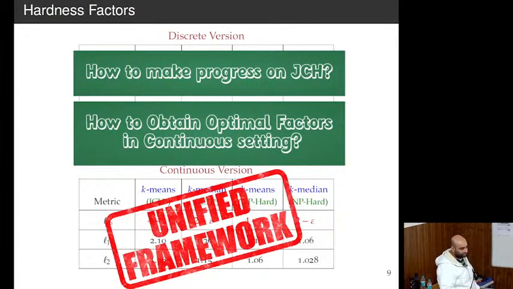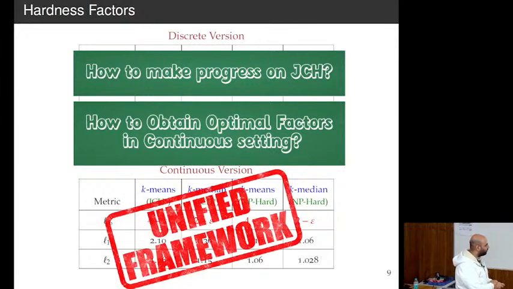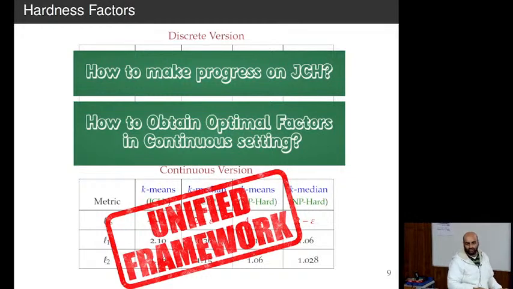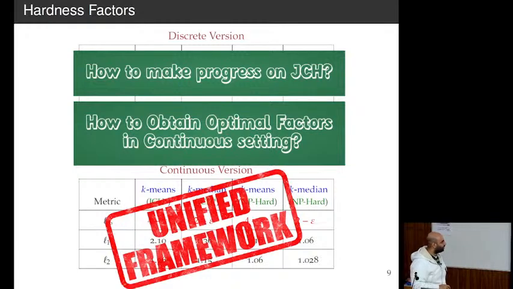And the main message of this talk is, I'm going to present you with a very unified framework to understand these things, make progress, and so on. Okay, good.